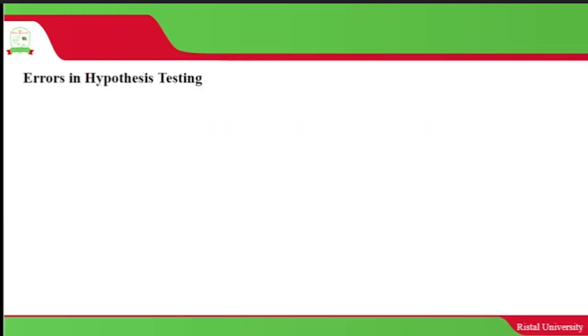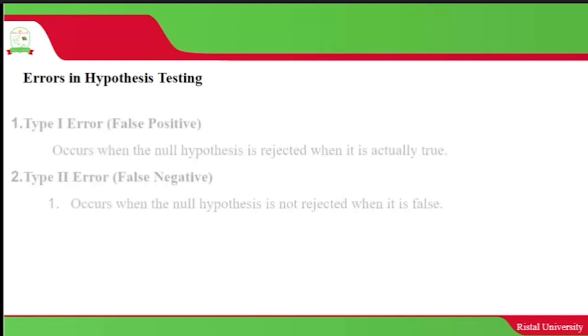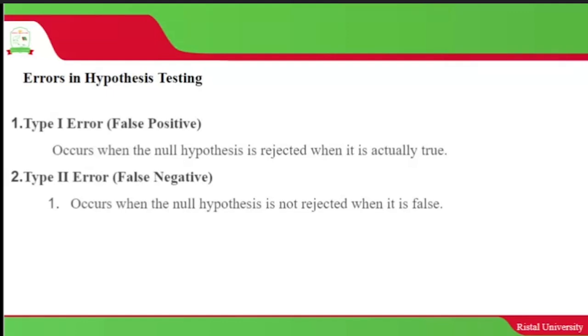So, what are the common errors in hypothesis testing? We have the type 1 error, which is also commonly known as the false positive, and it occurs when the null hypothesis is rejected when it is actually true. And the type 2 error, usually known as the false negative, occurs when the null hypothesis is not rejected when it is false.